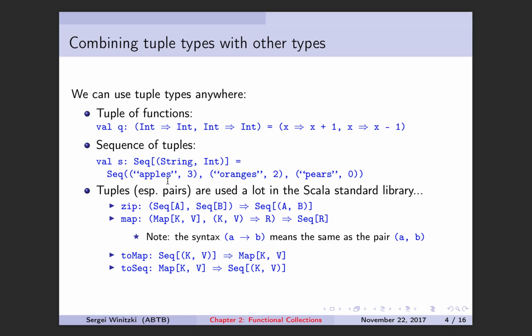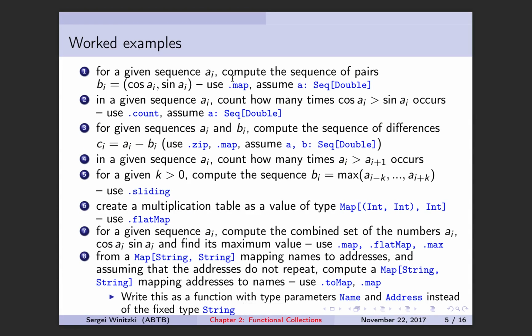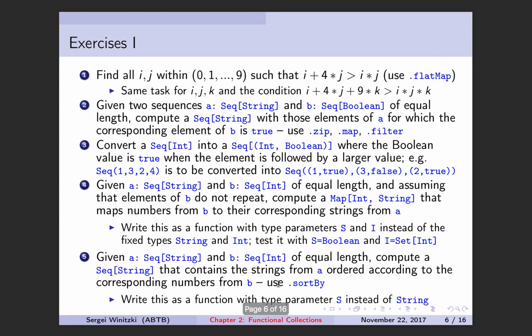Tuples are used very often in the standard library, especially in functions involving maps or dictionaries, and a very often used operation such as zip produces a sequence of tuples. I give a lot of worked examples of how one works with collections using various standard library functions such as map, count, zip, sliding for the sliding window, flatMap for concatenating lists inside lists, max, toMap, which creates a dictionary, and so on. I give exercises to drill this material.